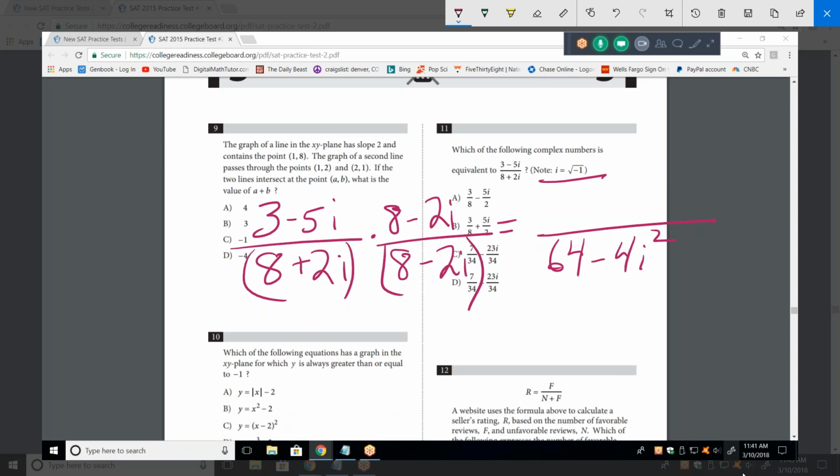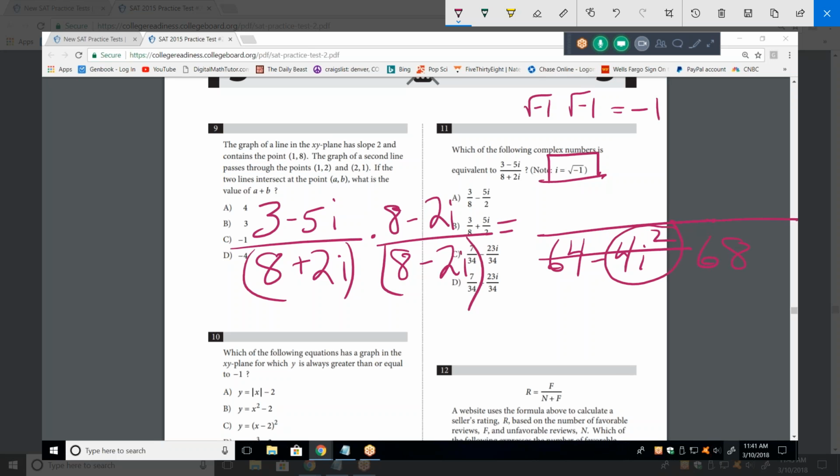Well, now that comes into play. What is i squared equal to? If i equals the square root of negative 1, what is i squared equal to? Negative 1. Multiply i times i: the square root of negative 1 times the square root of negative 1 gives you negative 1. If I substitute negative 1 for i squared, I end up with a denominator of 68.